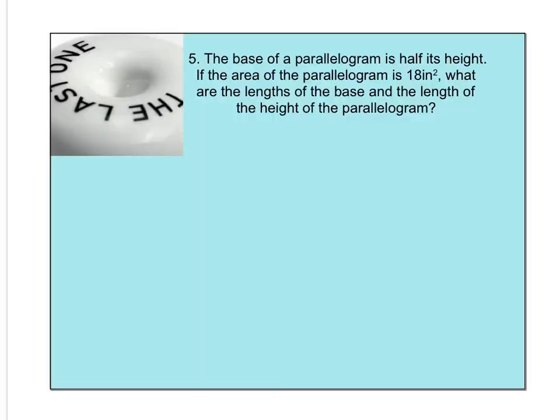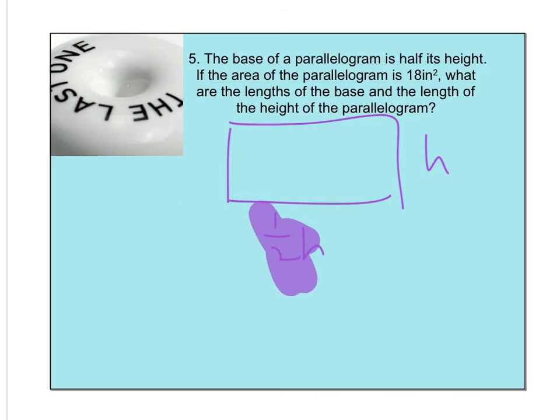So now take a look. The base of a parallelogram is half its height. The area of the parallelogram is 18 inches squared. What are the lengths in the base? So parallelogram time. The base of a parallelogram is half its height. So if I go h, then this is going to be 1/2 h. But if I flip it around, it becomes a little bit easier to work with. So let's do that.